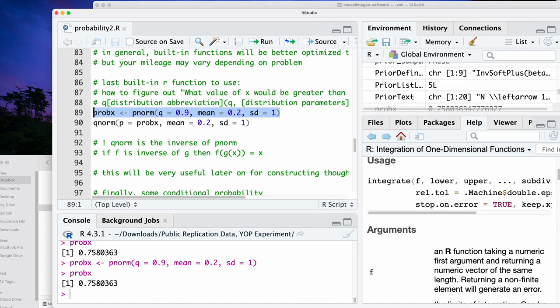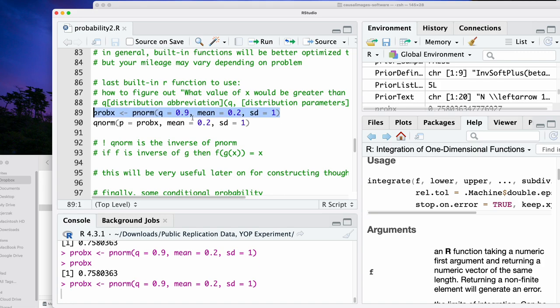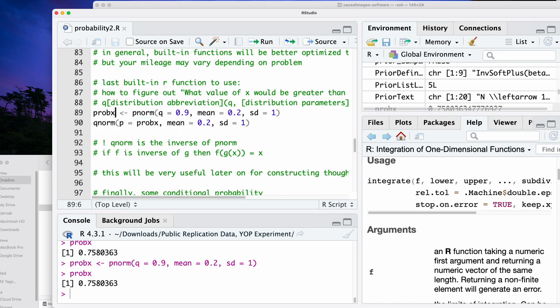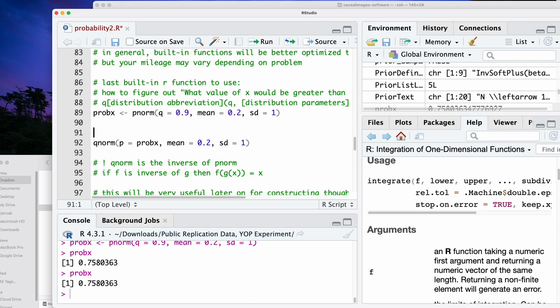So the CDF tells us, here, line 89, what's the probability, given the distribution defined with these parameters, of seeing something 0.9 or below. That's what this is giving us. So it's giving us a probability. And now we might ask, what value does the random variable need to take on to have 75% of all observations below it? So let's just write that out.